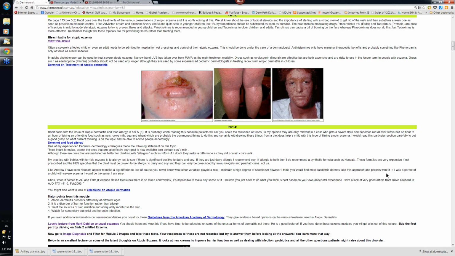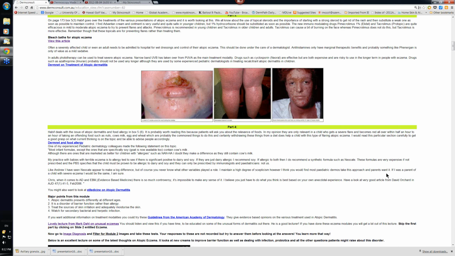Cyclosporin is also available. This drug certainly is effective, and we'll talk a little bit more about it in the main webinar. But the main complications associated with it are hypertension and renal damage, and a low-grade risk of developing lymphoma. However, it is an immunosuppressant, as is azathioprine. So some of these patients can be more susceptible to developing a variety of skin cancers, so this always has to be taken into consideration. However, these drugs can be life-saving.